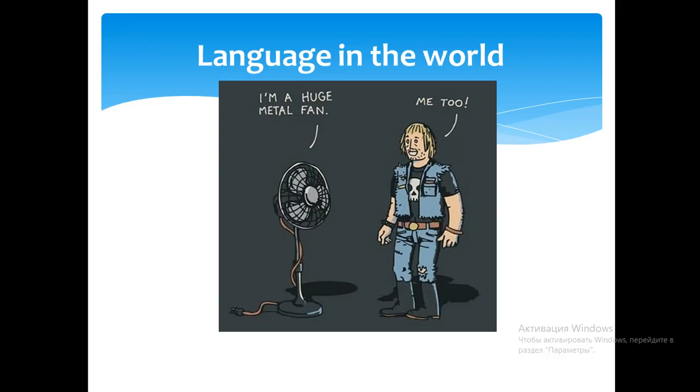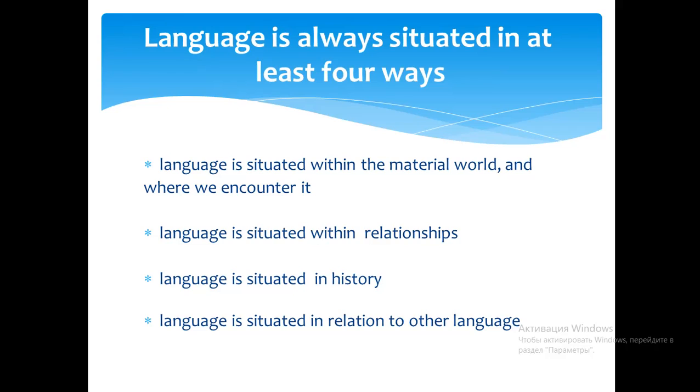Language is always situated in at least 4 different ways. First, language is situated within the material world. Where we encounter it, whether it is on a shop sign or in a textbook or on a particular website, contributes to the way we interpret it.